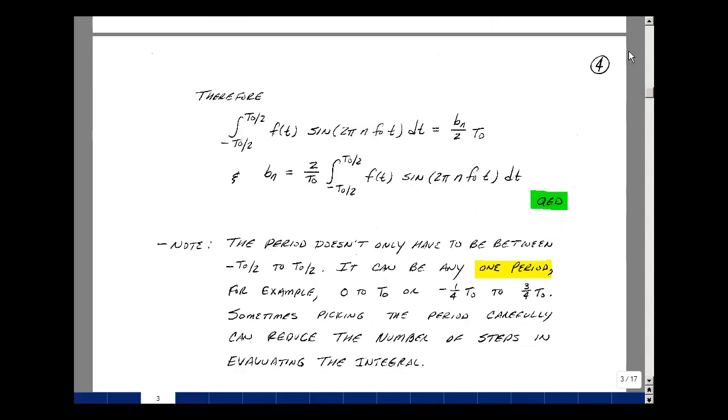Just one footnote. In doing the Fourier series in this last theorem, we were doing a period from minus t0 over 2 to t0 over 2. But actually it can be any period. For example, you go from 0 to t0, from minus a quarter t0 to 3/4 t0. The reason for doing this is that by selectively picking where the period is going to be to and from, we can make the integration a lot easier. And this is the Fourier series.